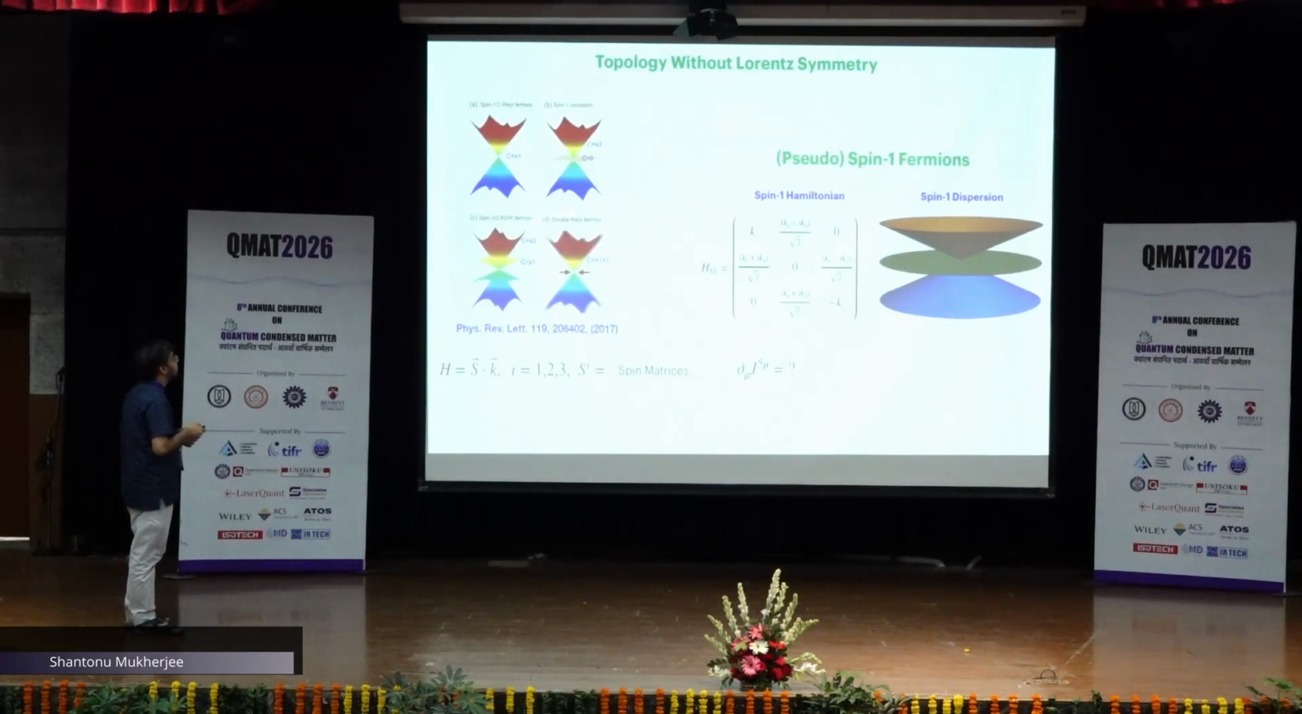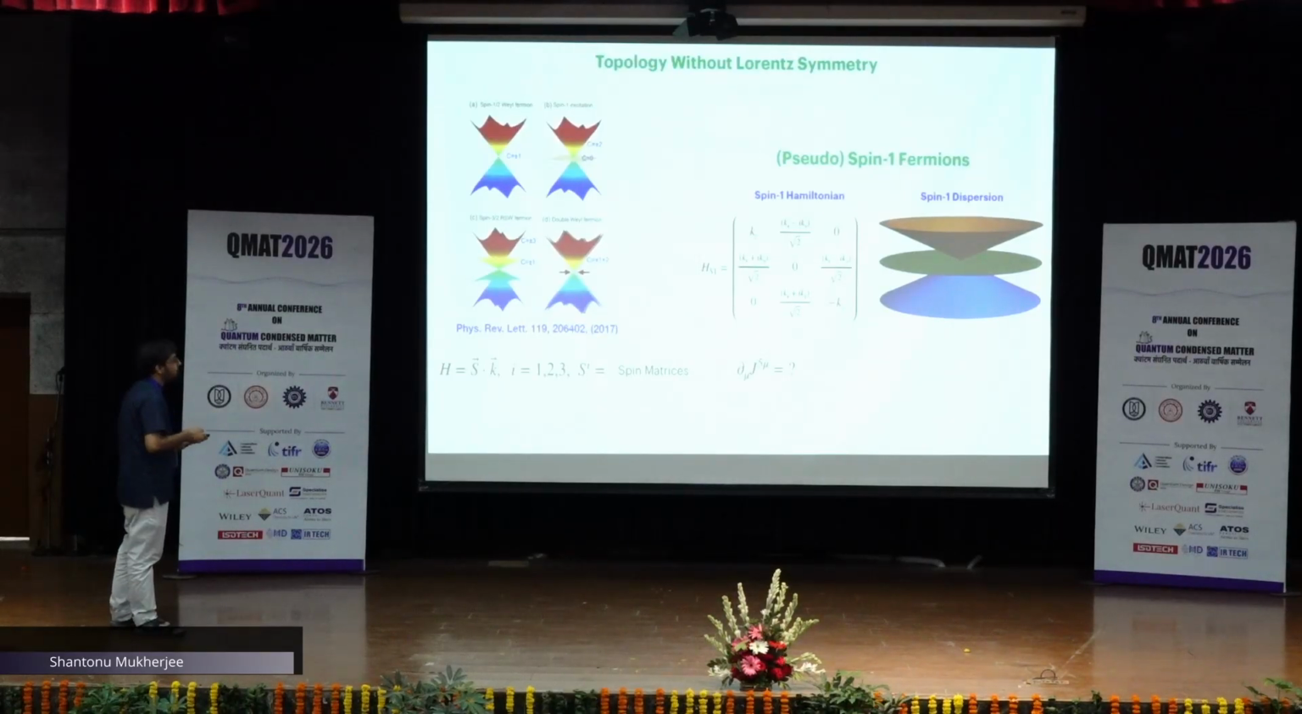So here we consider specifically this spin 1 excitation. This is basically a pseudo spin 1 excitation, and the Hamiltonian of this excitation is given by this 3×3 Hamiltonian, and the corresponding dispersion is shown here. As we can see, there are two linearly dispersing bands and another is a flat band. These linearly dispersing bands are topologically non-trivial, they carry charges plus minus 2, and the flat band is topologically trivial.